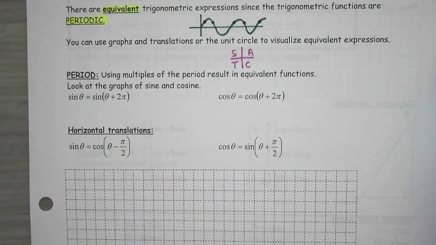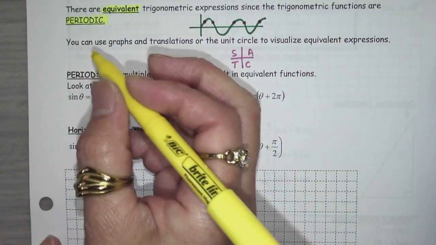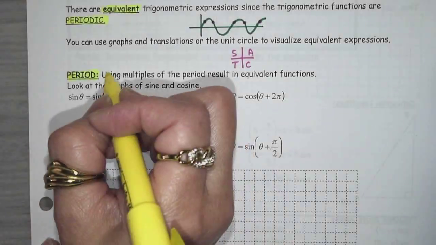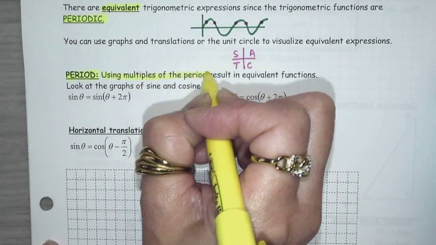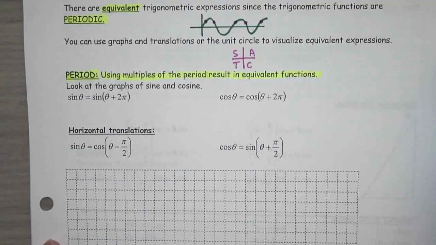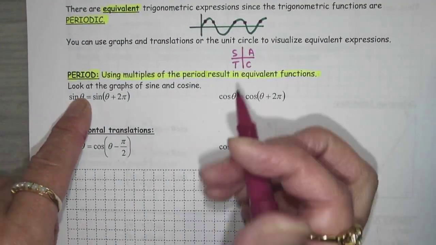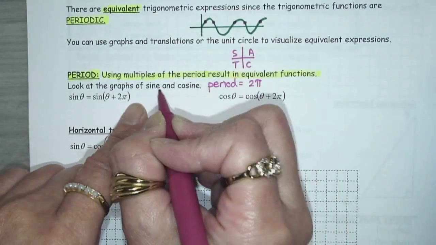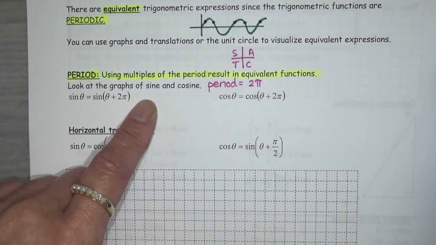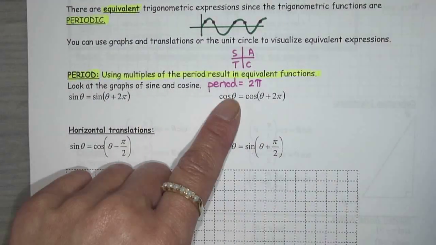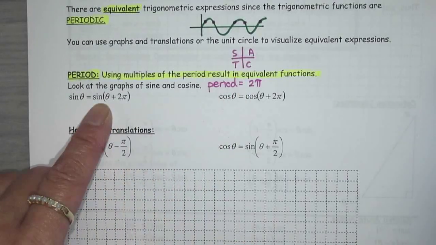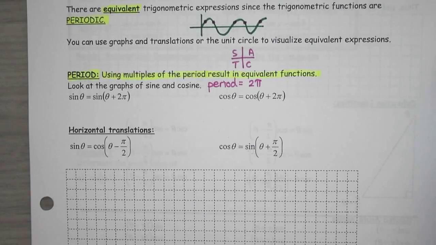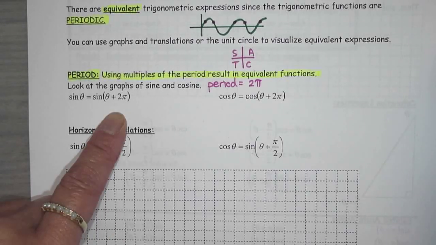The period of a graph is where it repeats itself. So a period is going to help us find equivalent expressions because it repeats itself. You're going to use multiples of the period to get an equivalent expression. So if we know the period for sine and cosine is 2 pi, true for sine and cosine, right, for the regular ones, yeah. So for sine and cosine, it's 2 pi. So I can add 2 pi to any answer to get to my next answer.